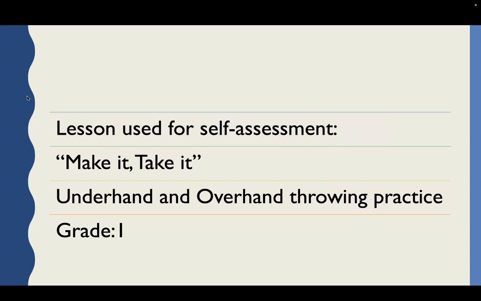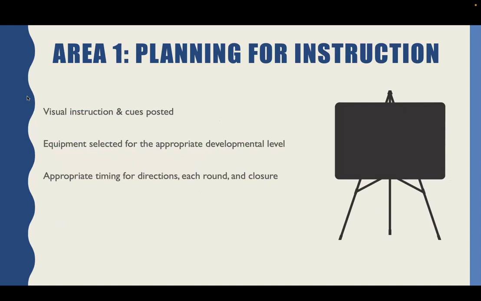So to complete this question, I used my lesson Make It, Take It, which is an underhand and overhand throwing practice for my first grade classes. So when looking at the first area of effective teaching for my self-assessment, which would be planning for instruction, I noticed that I used visual instruction for the cues and had them posted on the wall, which allowed me to plan effectively to understand which cues I wanted to use for the lesson.